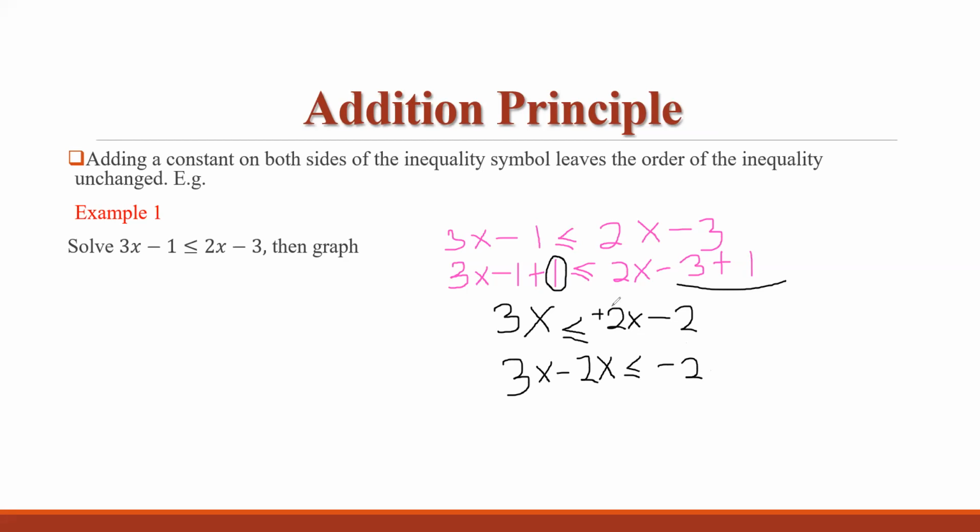And this one has already crossed the inequality sign. So when you get 3x minus 2x, what do we get? It is x. We don't say one x here. We just know that the one is there. Just say x. Yes, so it is x less than or equal to negative 2. So here, this is the solution.